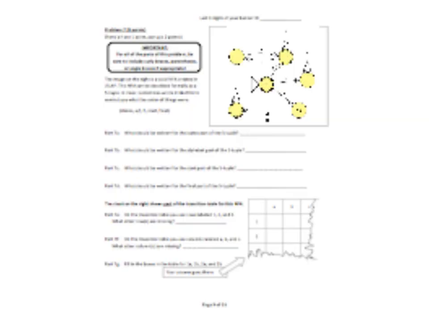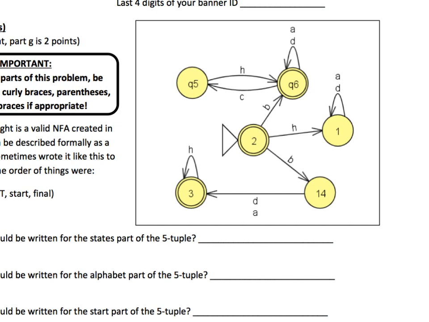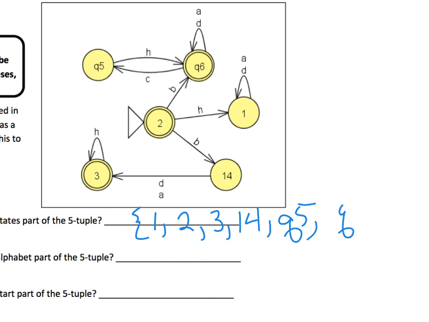Okay, so here we have a very nice, if I do say so myself, DFA or NFA created in JFlap. And I ask you questions like what should be written for the states part of the 5-tuple. So the states part of the 5-tuple should have, let's see, what are the states? We've got a 1, we've got a 2, we've got a 3, we have something called 14 for no apparent reason, and we have Q5, and we have Q6. And of course we need curly braces around that because it's a set.